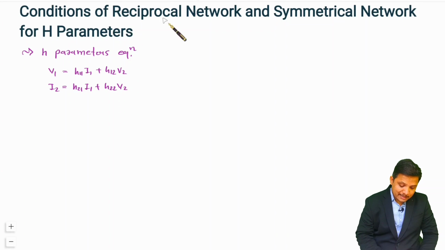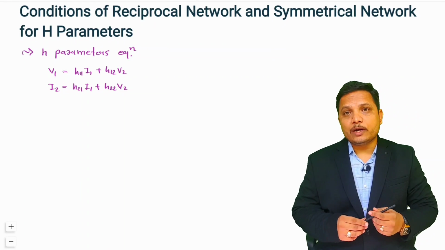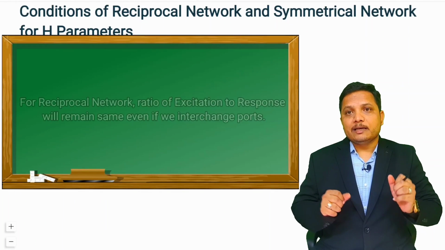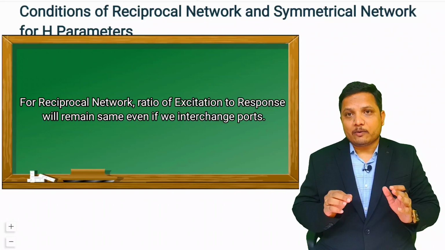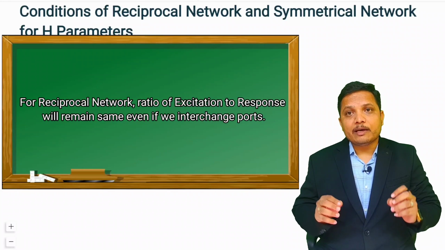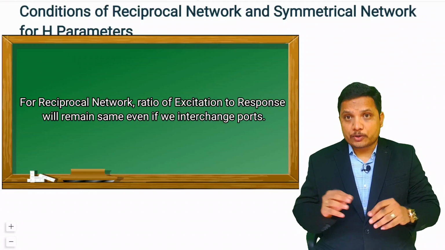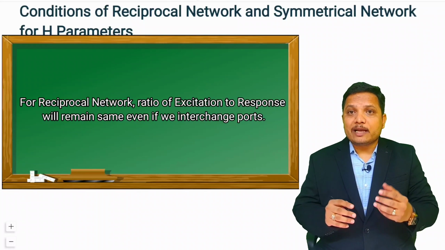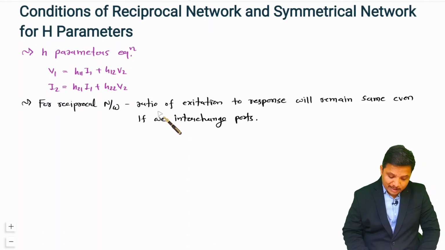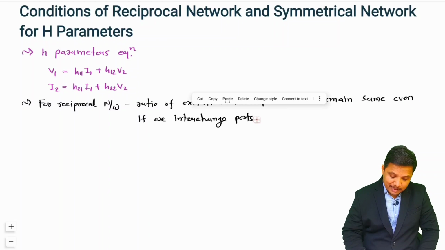Now I'll explain you reciprocal network conditions. So my dear students, when you want to understand reciprocal network, the basic definition is that for any two-port network, excitation to response ratio will remain same even if you interchange ports. I'll explain that by example, so that it will get more clear. Let me write the definition first. For reciprocal network, ratio of excitation to response will remain same even if we interchange ports. So let me show you that by practical example, so that it will get more clear.